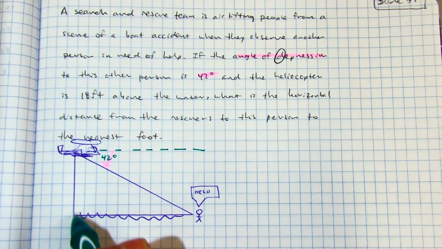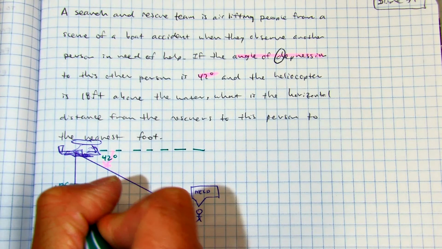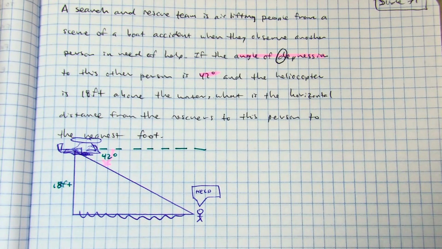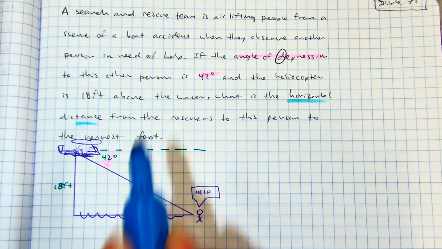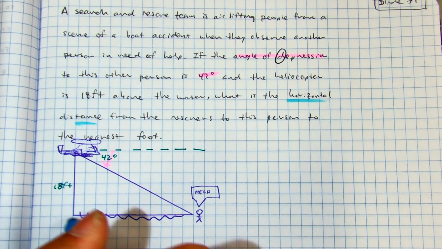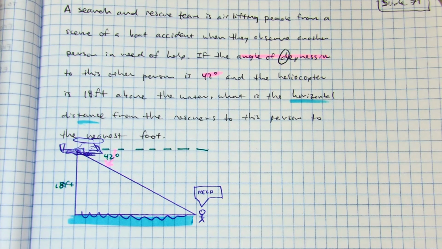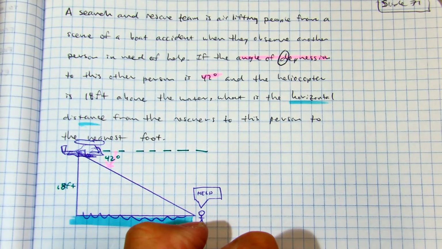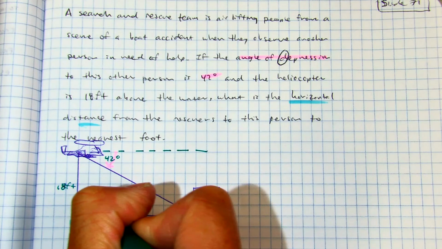So here's my helicopter, 18 feet. What is the horizontal distance? Horizontal is in the water. For the rescue, it's this person to the nearest foot. So I'll call that X. I have a right triangle.